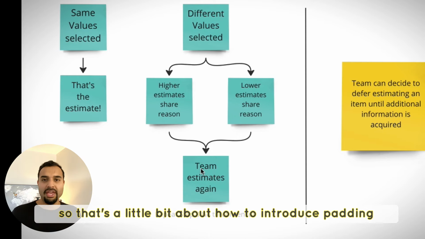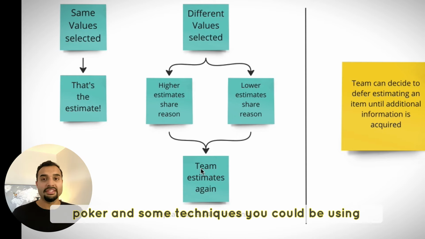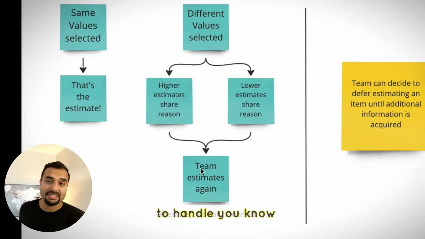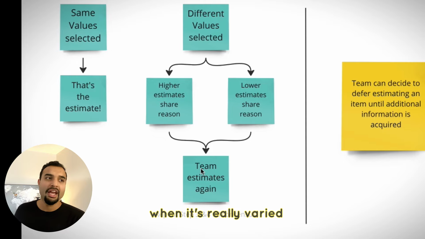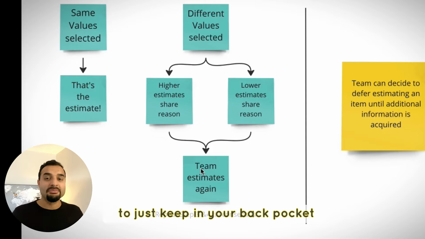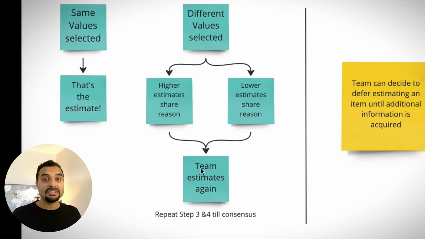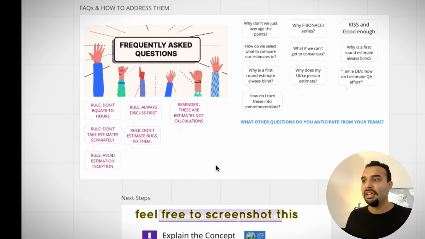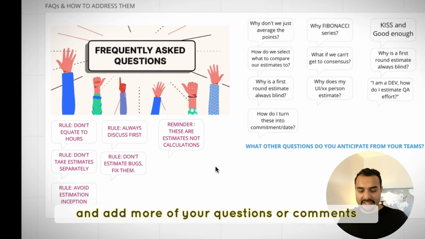So that's a little bit about how to introduce planning poker and some techniques you could be using and agreeing upon as a team to handle a lack of consensus when it's really varied. These are just tips for you as a facilitator to keep in your back pocket and use as you're facilitating. And in my case, and this is very useful for you, feel free to screenshot this and add more of your questions or comments.